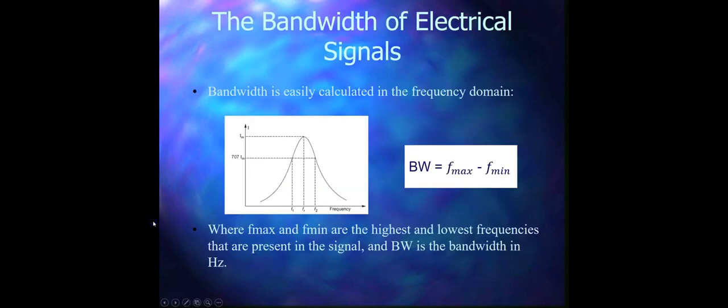Now comes the bandwidth of electrical signals, and it states that bandwidth is easily calculated in the frequency domain, and it is given by this formula. Bandwidth equals F max minus F min, where F max and F min are the highest and the lowest frequencies that are represented in the signal, and bandwidth is represented in hertz.